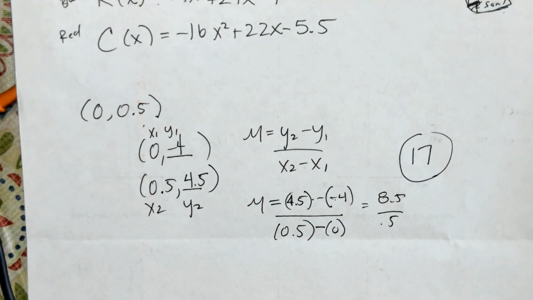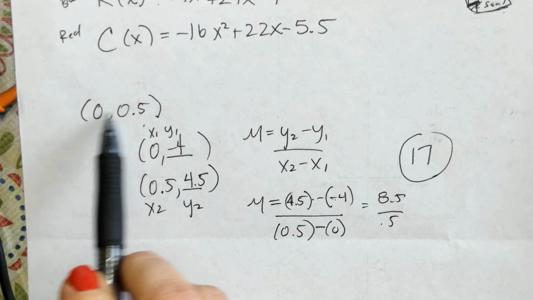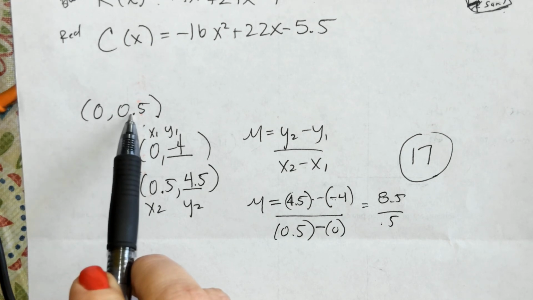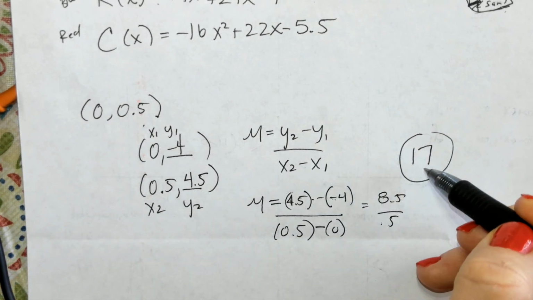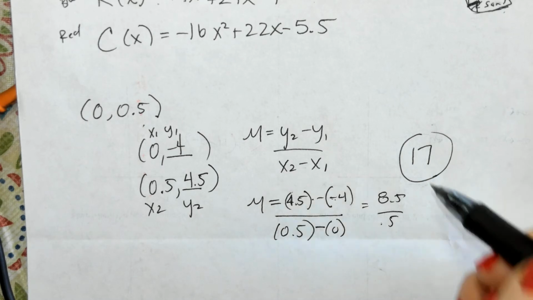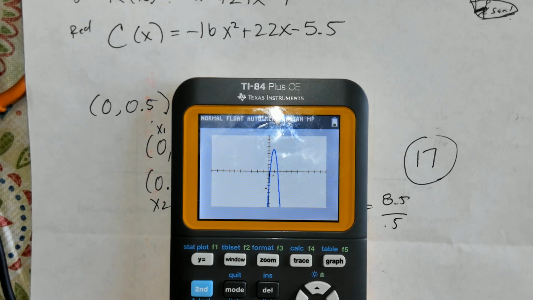You need to be really specific when answering this. What does the rate of change mean? It means for this problem, over the first 0.5 seconds, so from when the ball was hit in the sand to when it would have been in the air for 0.5 seconds, the ball was rising at a rate of 17 feet per second. Part E of problem number 12.